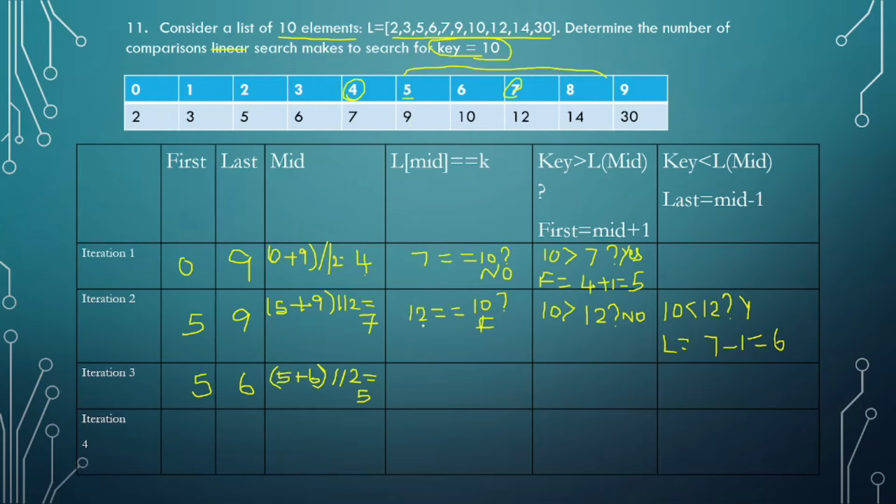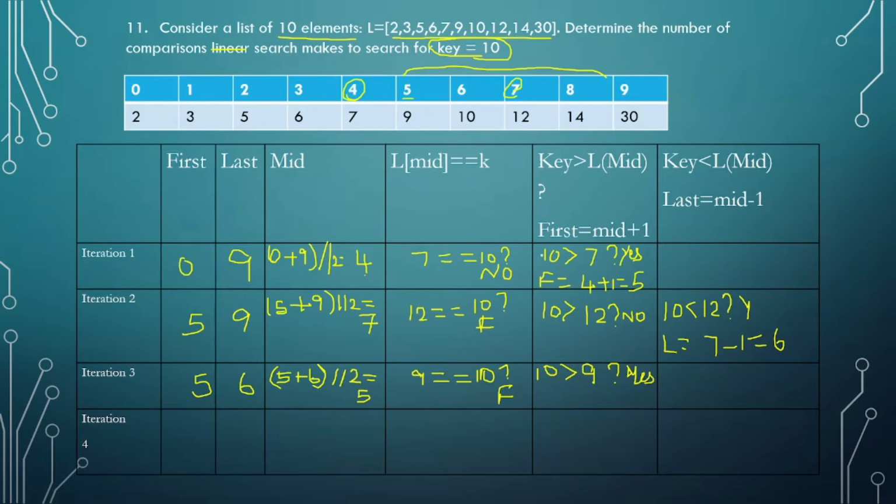So what is the element here? 9. So is 9 equal to 10? The condition is again false. Now after that what do you have to check? Whether the key 10 is greater than L of mid, which is 9. Is 10 greater than 9? Yes, the condition is true here.